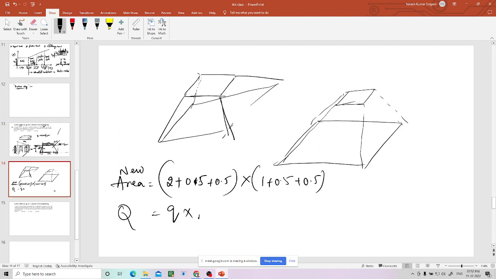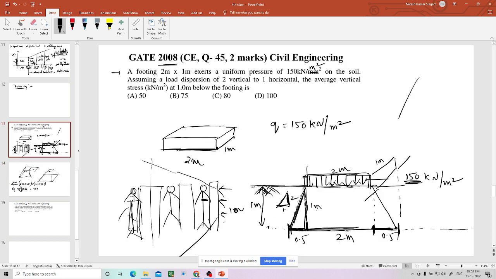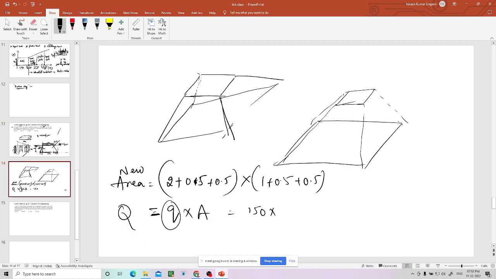Q multiplied by the area on which it is acting. So Q is 150. Area is 2 by 1. On a 2 by 1 area, this much is acting. So this is the Q. This is, you can say, 300 kilonewton.